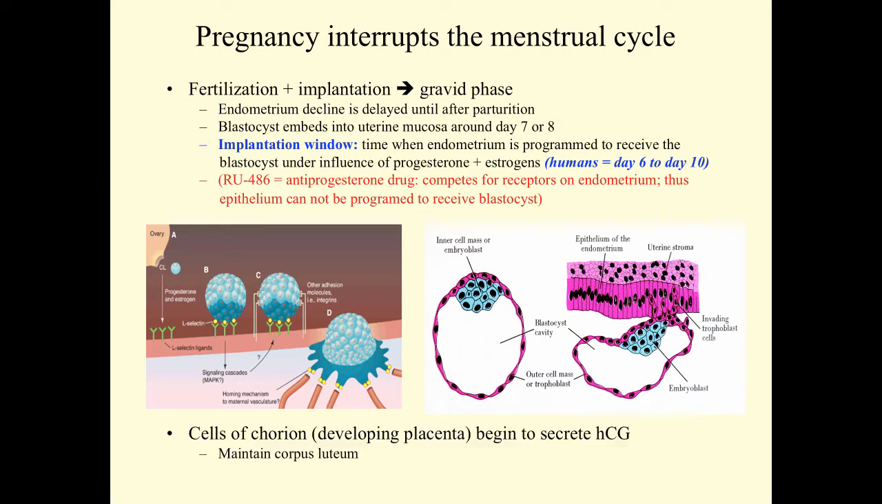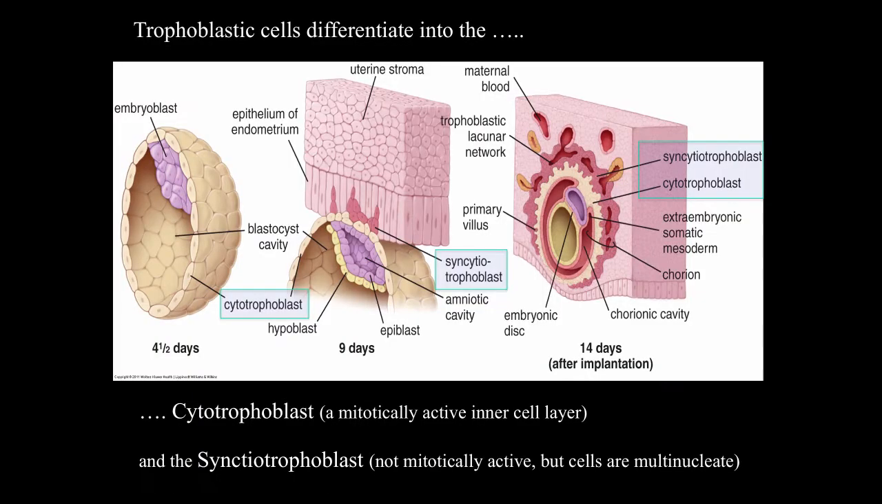uterine wall. As you know, cells of the chorion, which are part of the developing placenta, are going to begin to secrete HCG, and that's going to be necessary for the maintenance of the corpus luteum. Trophoblastic cells are going to differentiate into the cytotrophoblast, which is a mitotically active inner cell layer, and into the syncytiotrophoblast, which is not mitotically active, but the cells in the syncytiotrophoblast are multinucleate. So here you can see the syncytiotrophoblast and the cytotrophoblast.